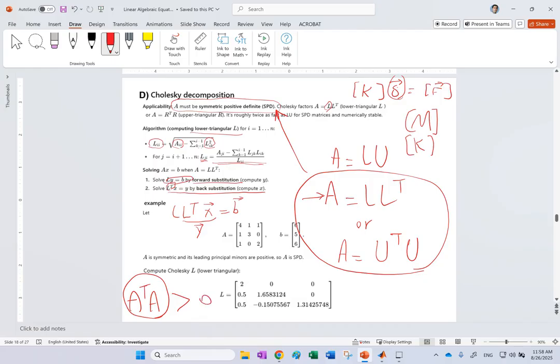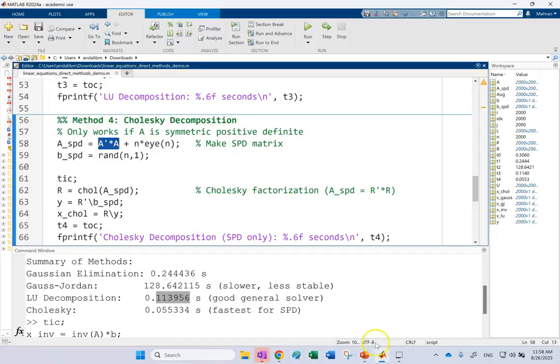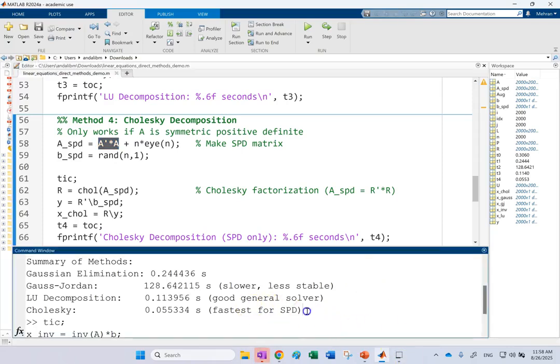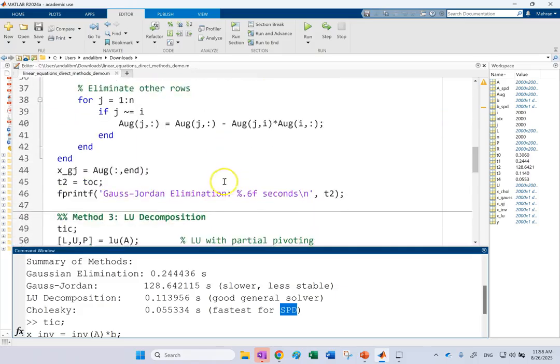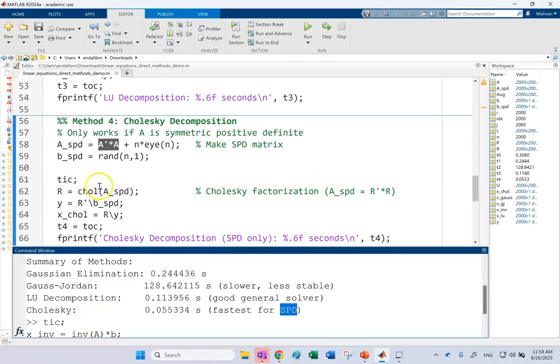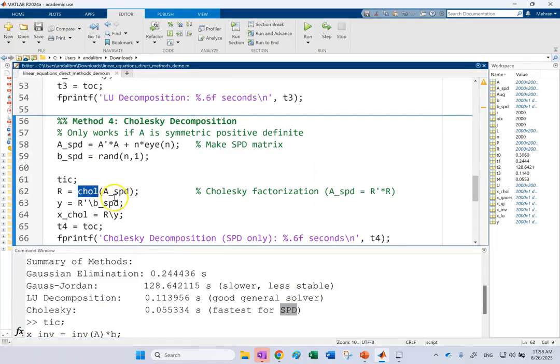And it's always symmetric, because if you take the transpose of that, the transpose of it is going to be the same thing itself. Okay, so it's symmetric and definitely positive definite, and that's exactly what I did over here in the code. And you can see that this method is really the fastest as long as your matrix is SPD. Good. So this is regarding MATLAB and how this chol command is working.